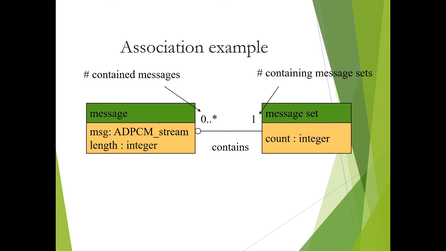How many messages will one message set have? We can see the number closest to the message set class. It has 0 to an unlimited number of messages inside it. A message set could have 0, 1 or 2 messages, that is, we can put 0, 1, 2 or 0..2. In this case we can have 0 or more messages.